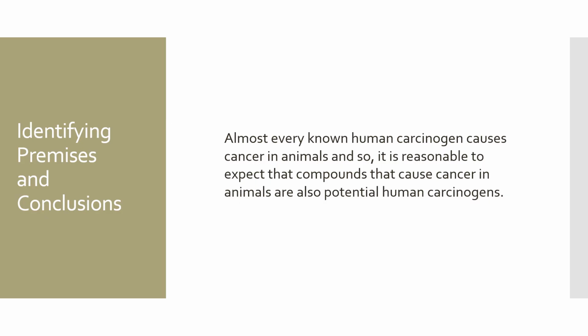So let's take a look at a very simple example of a very basic argument. And what we want to do then is basically tear it apart, look at the various pieces, and determine what constitutes a premise and what constitutes a conclusion. So the argument goes, almost every known human carcinogen causes cancer in animals, and so it is reasonable to expect that compounds that cause cancer in animals are also going to be potential human carcinogens. So you might take a second to pause the video and ask yourself, what is doing what? Which piece of this is going to be a premise, that is the evidence for some particular claim, and which piece of this is going to be the conclusion?